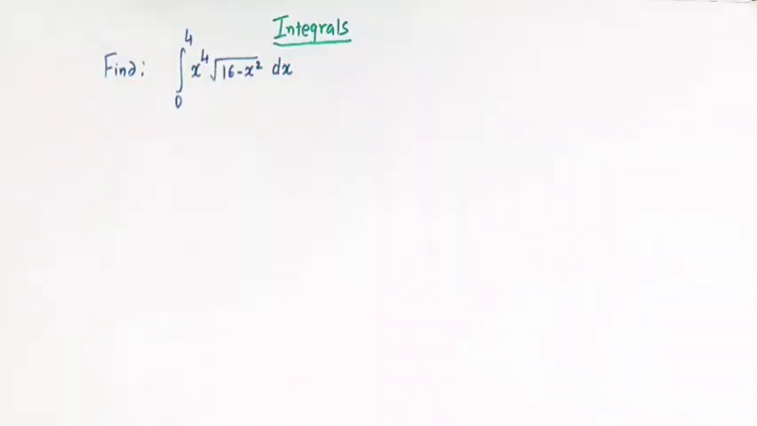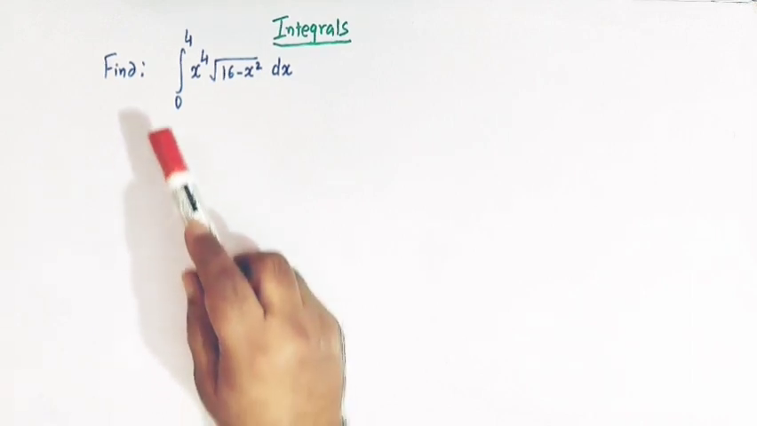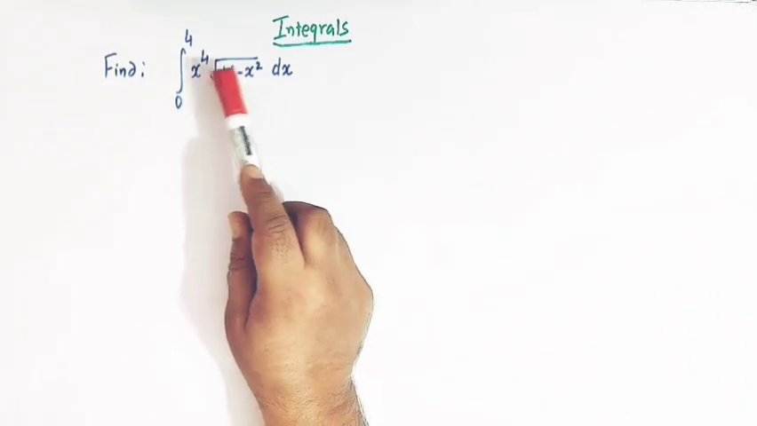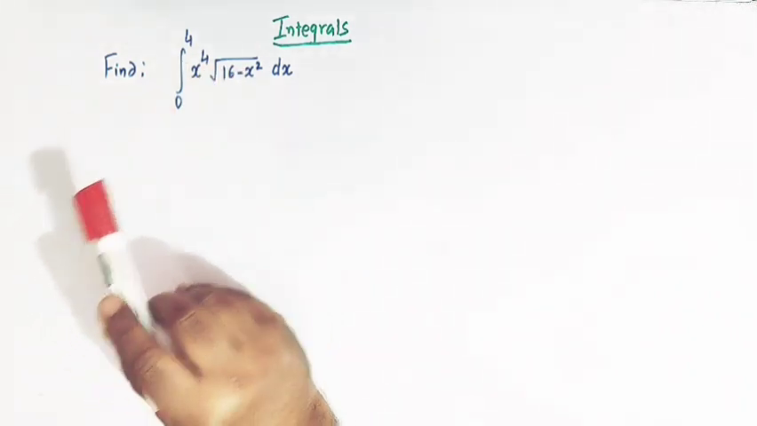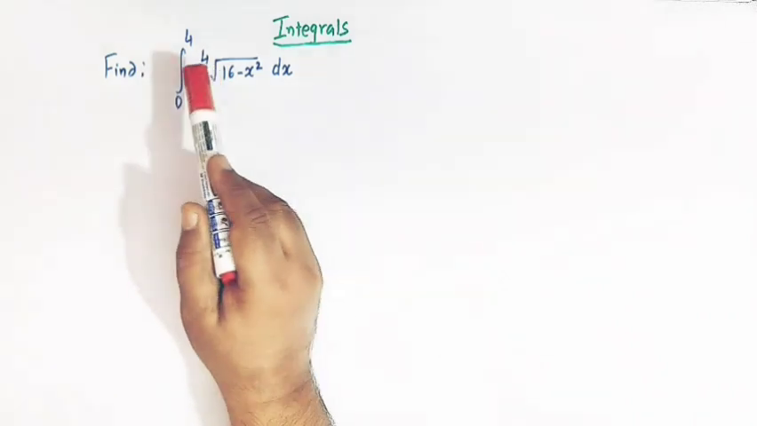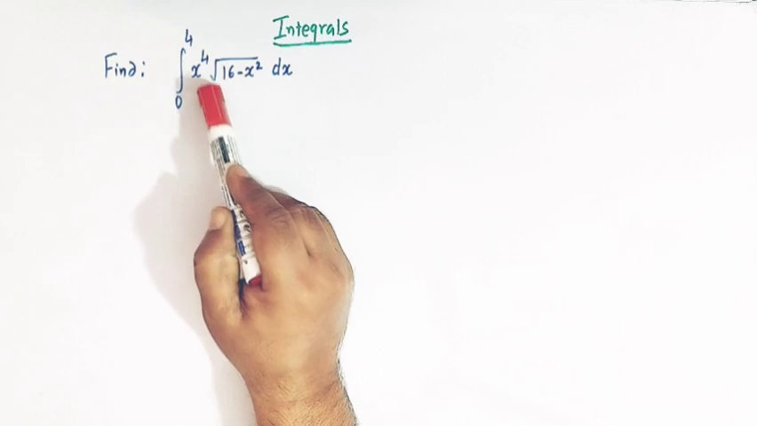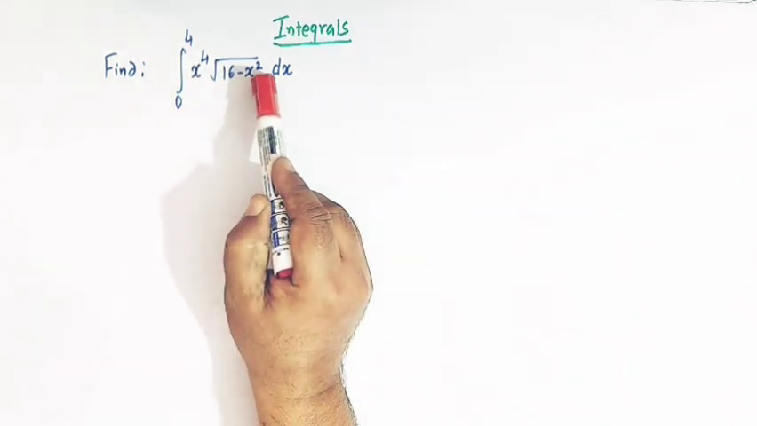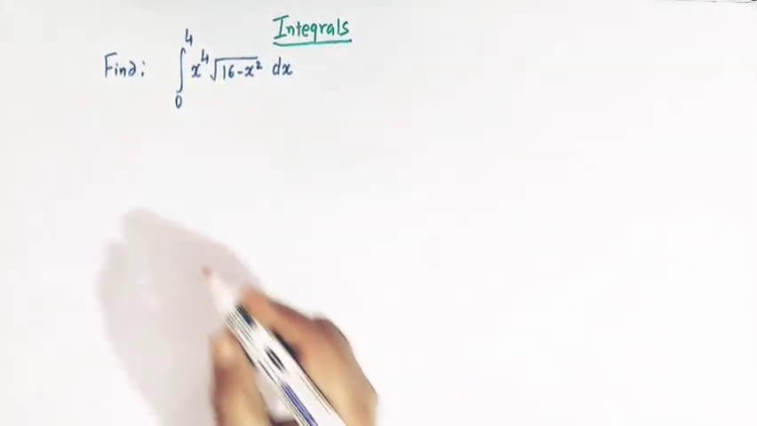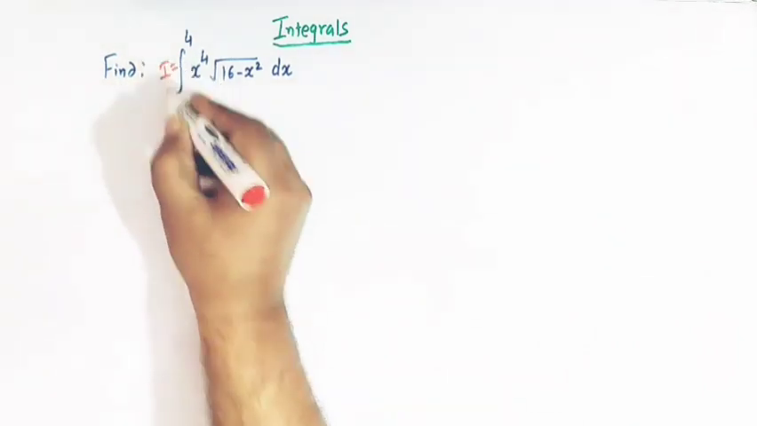Hello viewers, in today's class we are going to discuss yet another important and very conceptual problem from integrals using the concept of beta functions. In this lecture we are going to find the value of this integral using the beta function. We have to evaluate the integral from 0 to 4 of x raised to 4 times the square root of 16 minus x square. Let us call this integral I.